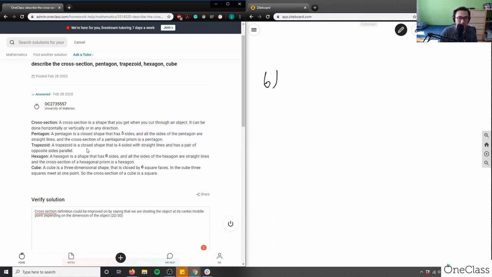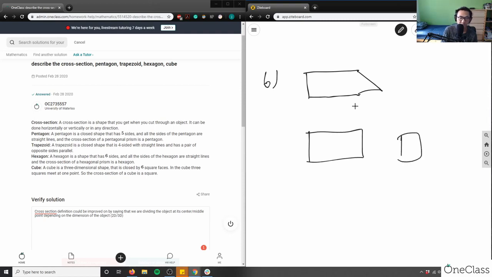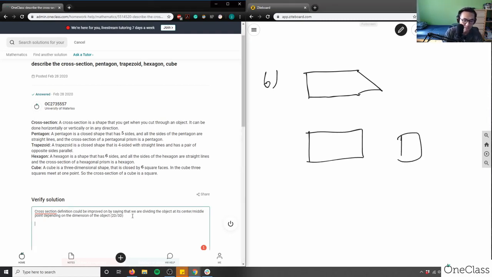Trapezoid is a closed shape that's 4-sided with straight lines and has a pair of opposite sides parallel. So when we talk about a trapezoid, it is a rectangle with a triangle. So this here is a trapezoid. So when we talk about a closed shape that's 4 sides with straight lines and has a pair of opposite sides that's parallel, a rectangle would fit that definition. A square would fit that definition as well. So I'm going to say the trapezoid definition is actually not correct.